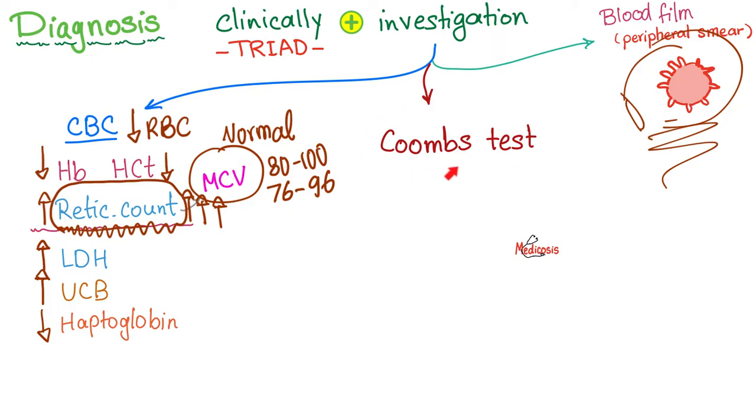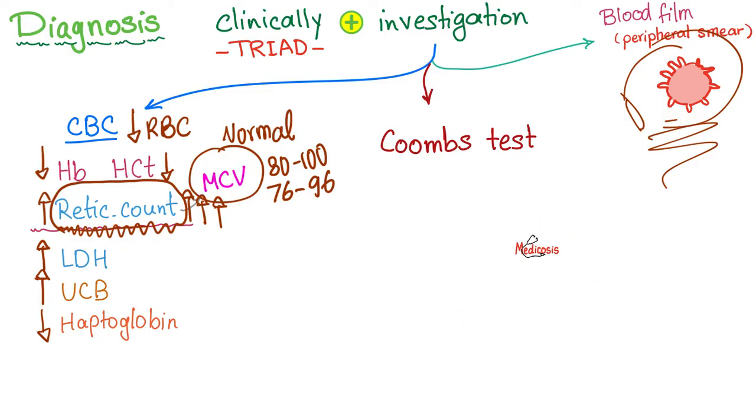Coombs test should be negative in pyruvate kinase deficiency. So why are you ordering it? To rule out autoimmune hemolytic anemia. Next, give me a peripheral blood smear or peripheral blood film. Look in the blood. Oh, you will see these weird looking red blood cells known as Burr cells or echinocytes.